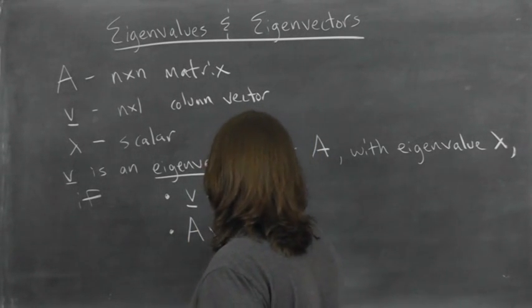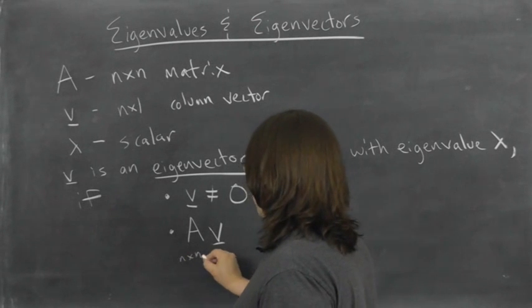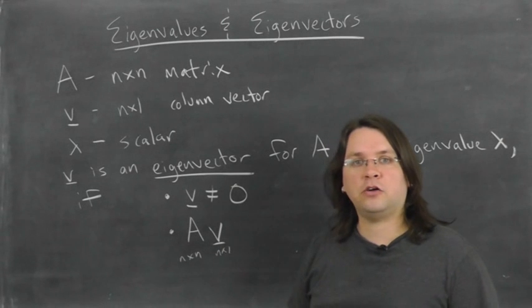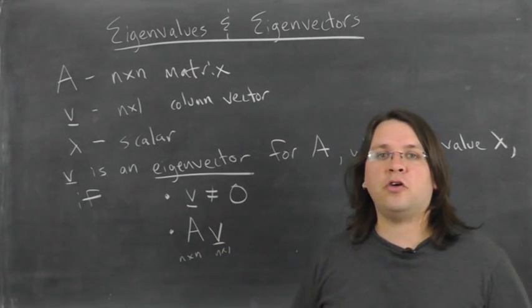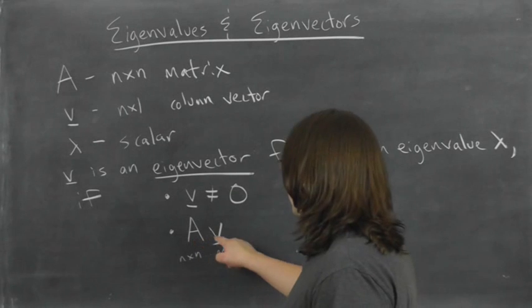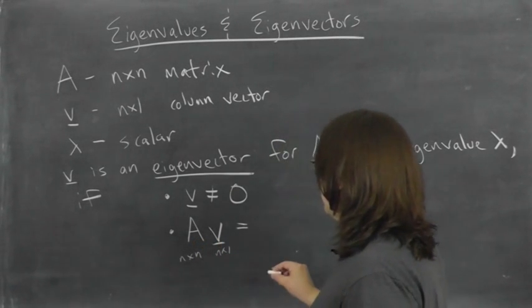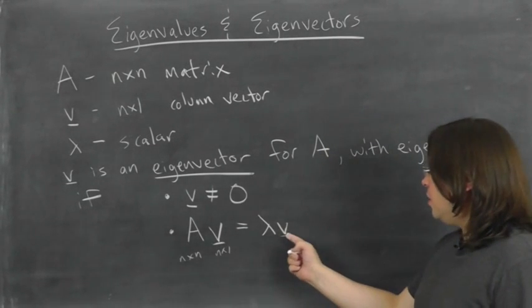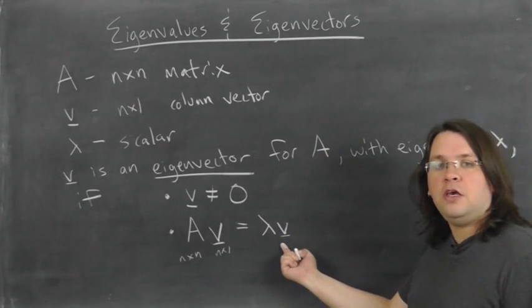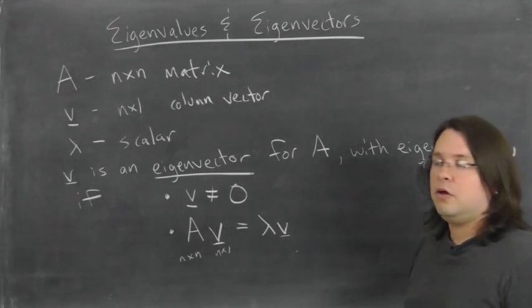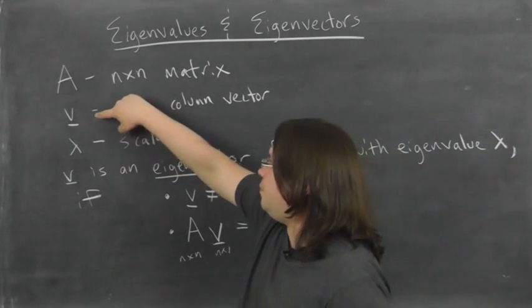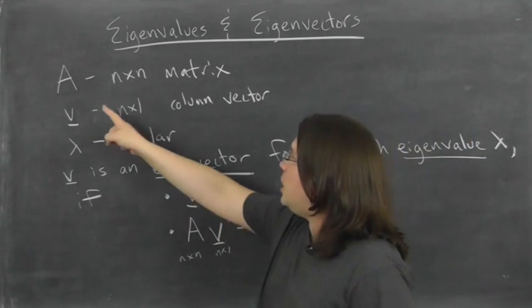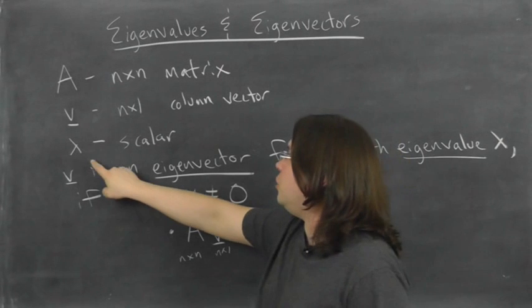A times V, so A is an n by n matrix. V is an n by 1 column vector. So when I multiply A times V, I get another n by 1 column vector. So A times V is going to be equal to lambda times V. Here, this just means take the vector V and scale it up by lambda. So this is what it means for a vector V to be an eigenvector for the matrix A with eigenvalue lambda.